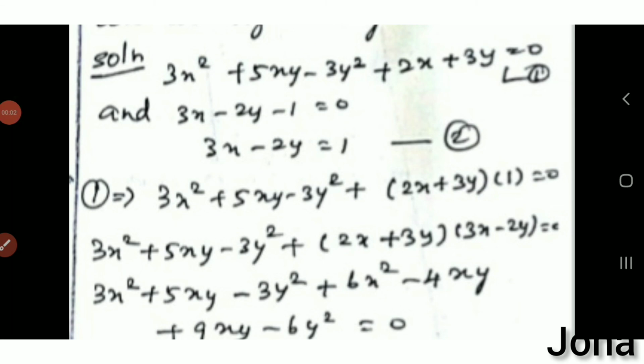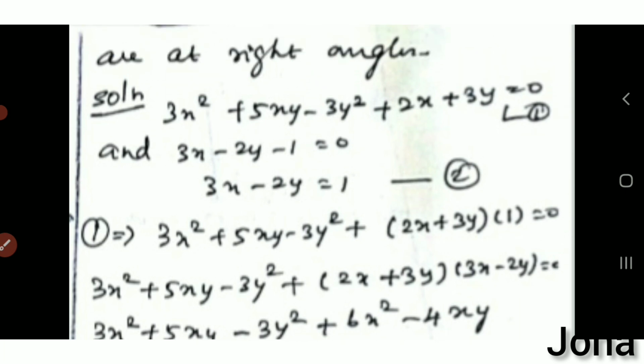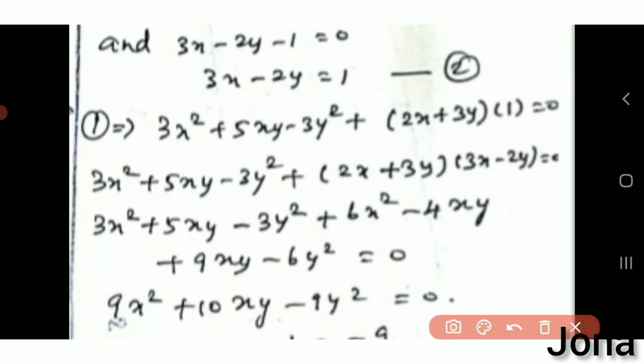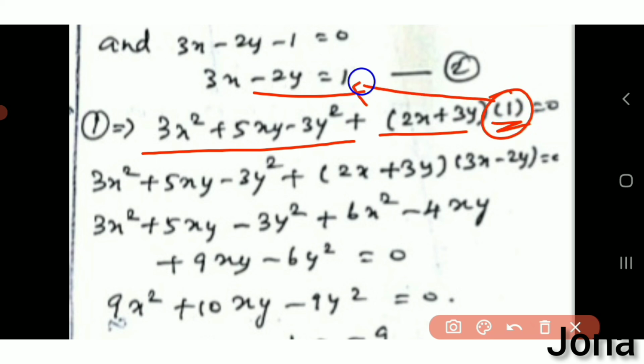The given equation is 3x square plus 5xy minus 3y square plus 2x plus 3y equal to 0, and 3x minus 2y minus 1 equal to 0 can be written as 3x minus 2y equal to 1. From the first equation we keep the first three terms as they are and write the next two terms as 2x plus 3y into 1. That 1 is nothing but 3x minus 2y, so instead of this 1 we substitute 3x minus 2y.